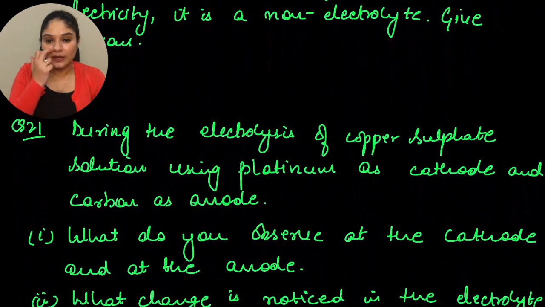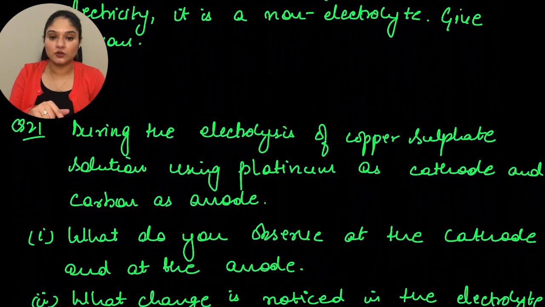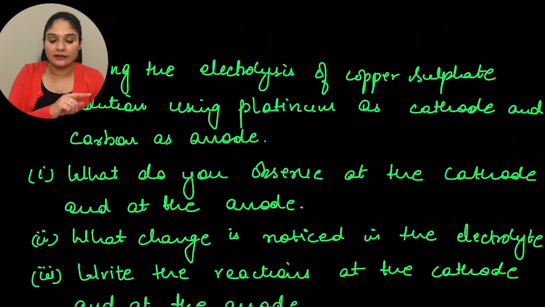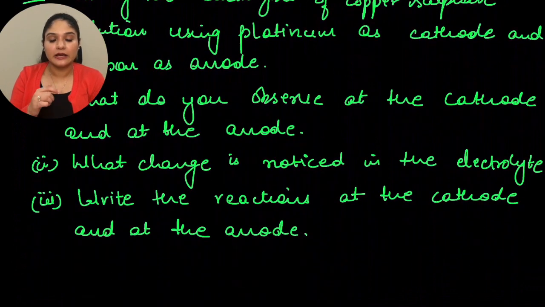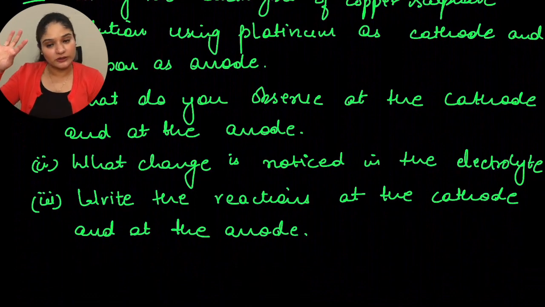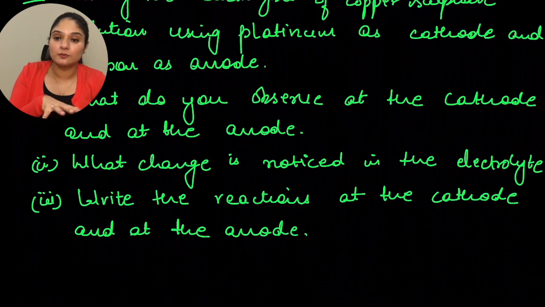Let's move to the next one. During electrolysis of copper sulfate solution using platinum as cathode and carbon as anode, what do you observe at cathode and at the anode? So again, observation. At cathode, we discussed already, the size of the electrode increases. What happens at anode? The size of the anode decreases. Next is, what change is noticed in the electrolyte? As I've mentioned earlier, the electrolyte in this particular case is blue in color. So what change will you notice in the electrolyte? The blue color of the solution will slowly fade away.